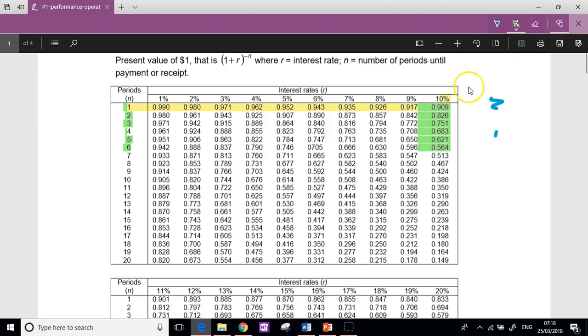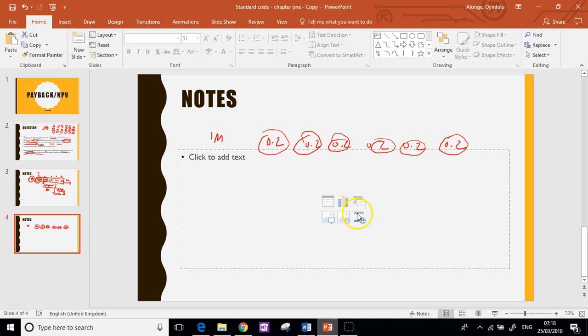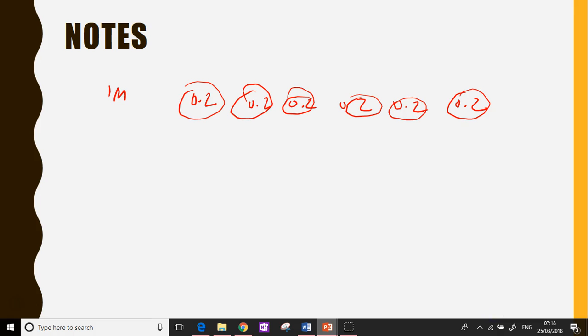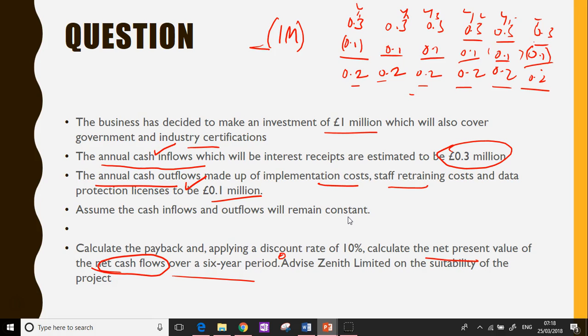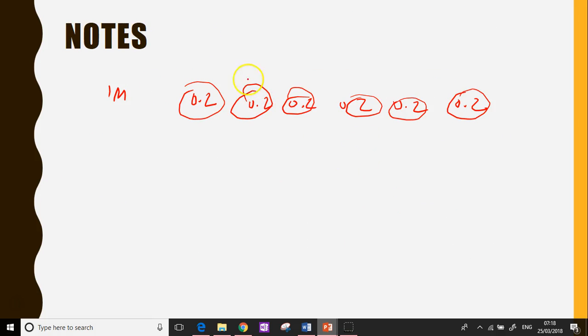So, for example, that's 0.909. Let's go back here. What I should be doing with this first year 1 is multiplying 0.2 by 0.909. And it doesn't matter whether you get your answer here. The key point is that I'm turning this into today's cash flow. I'm finding the equivalent of 0.2 in a year today. Because if you take this figure and add 10% to it, you will get 0.2 in a year.